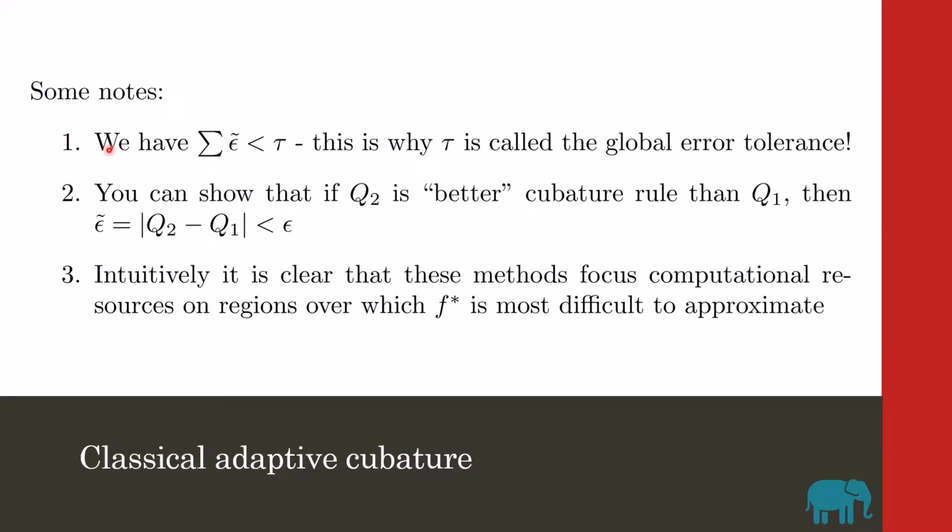A couple of things to note. If you sum up all the local error estimates on all these recursive steps, the total will be less than the global error tolerance that you inputted at the beginning of the algorithm. This is really the etymology of why tau is called the global error tolerance. Furthermore, you can show that if our cubature rule Q2 is better than Q1, then the local error estimate is actually smaller than the true error, which is very useful. And it is hopefully intuitively clear, and in fact we'll have examples later on, that these methods focus computational resources on regions over which f star is most difficult to approximate.